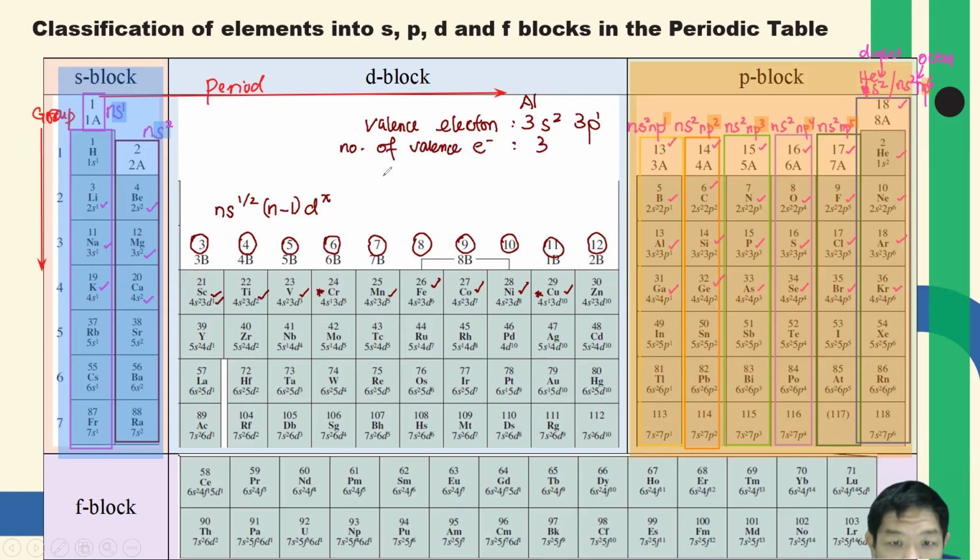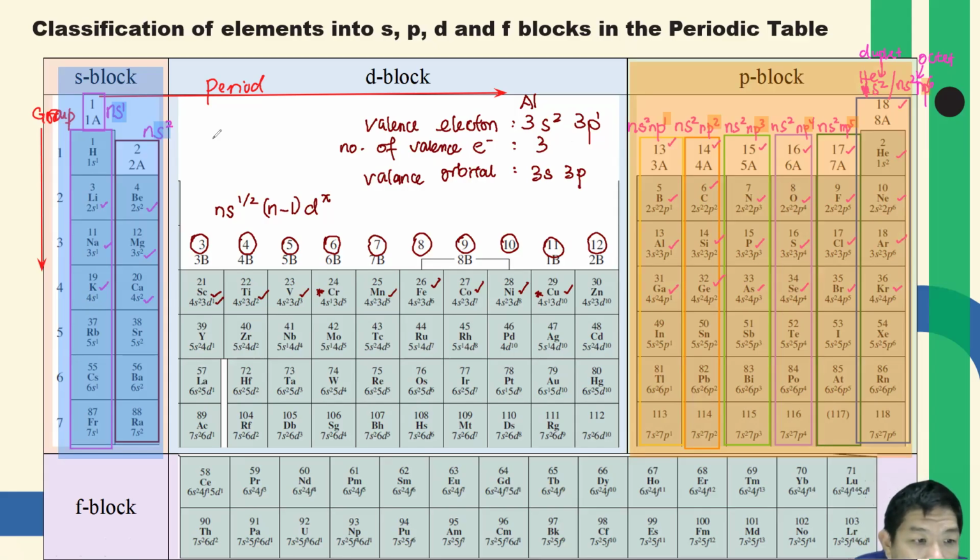Another term is valence orbitals. The valence orbitals for aluminium are 3s and also 3p. These are the terms that are frequently used in STPM to test students, so I hope you will be careful here.